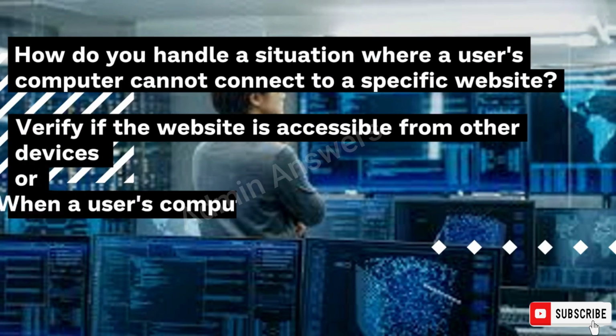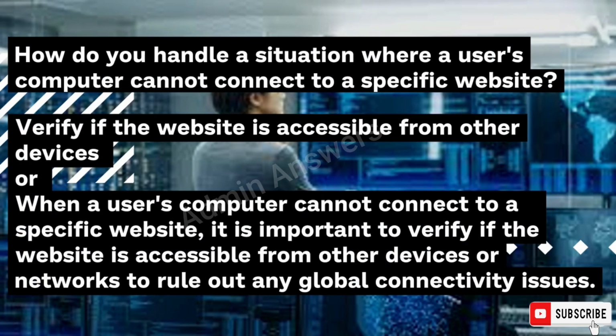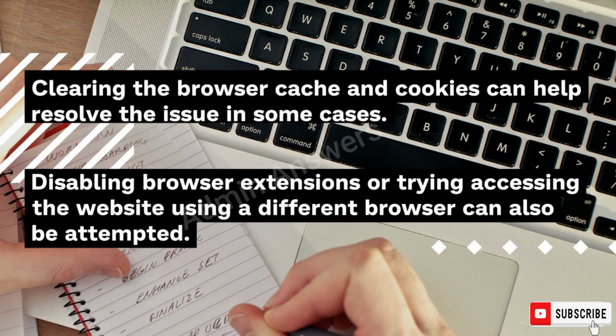How do you handle a situation where a user's computer cannot connect to a specific website? When a user's computer cannot connect to a specific website, it is important to verify if the website is accessible from other devices or networks to rule out any global connectivity issues. Clearing the browser cache and cookies can help resolve the issue in some cases.